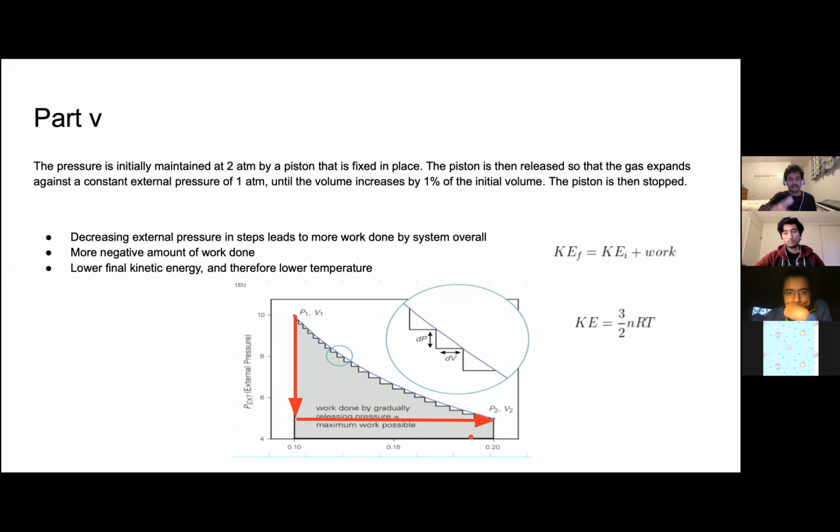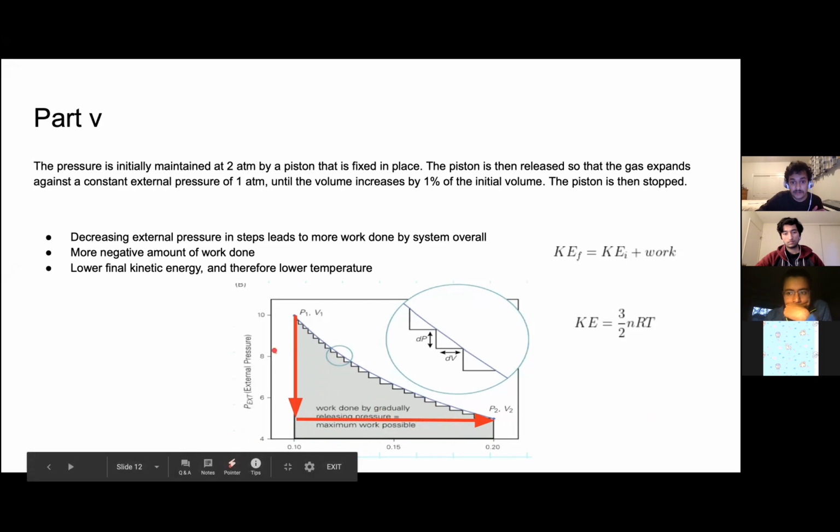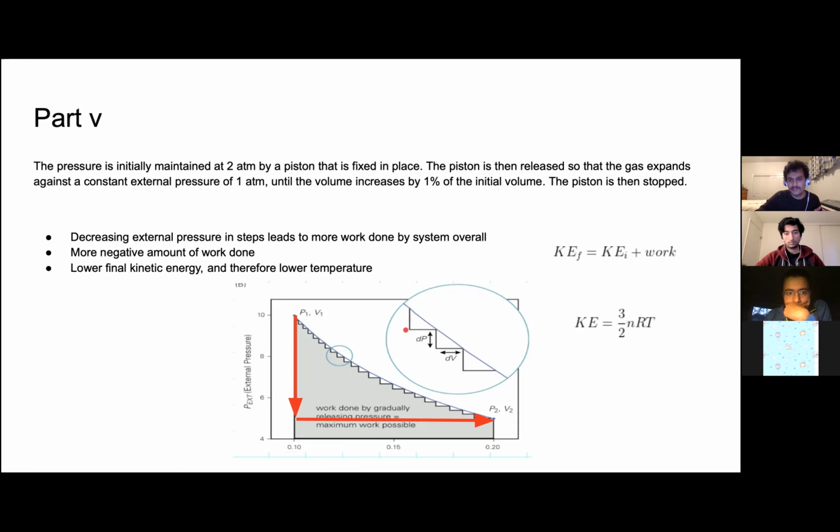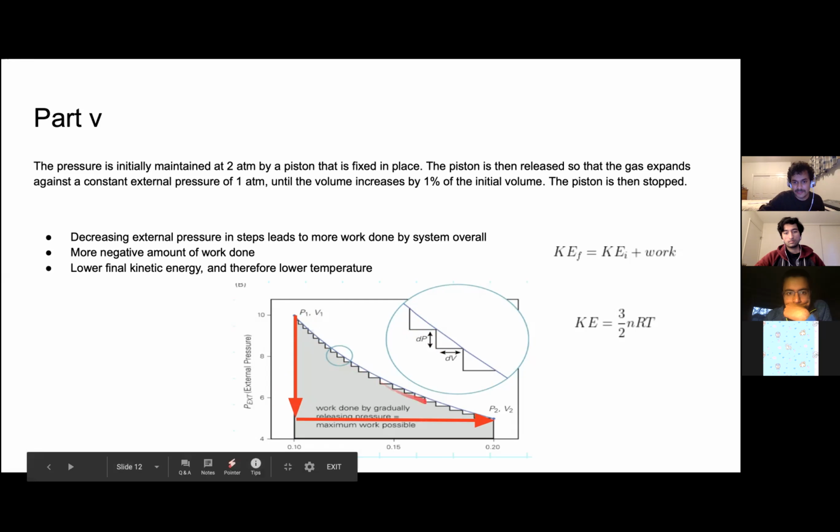Now let's look at what the question gave us for part 5. Let's say we decrease the pressure in small steps as shown here. So we do the same thing: we have a small instantaneous drop in pressure and then expansion happening, except we're doing that in smaller steps and much slower. So we have a small drop in pressure, then expansion, small drop, expansion, et cetera. And as you can see, if you look at the area under this curve now, it's a lot bigger compared to just this instantaneous drop in pressure from 2 to 1.